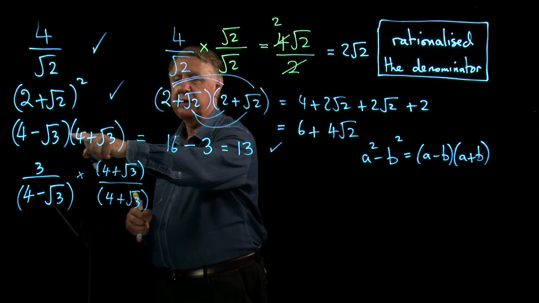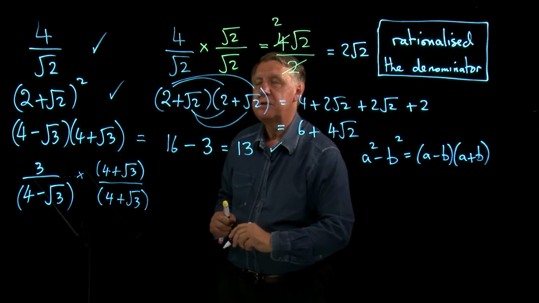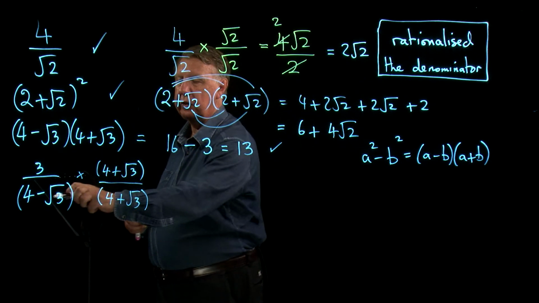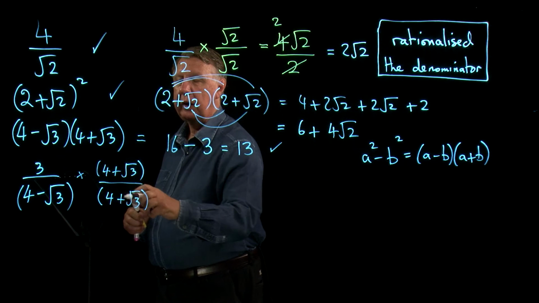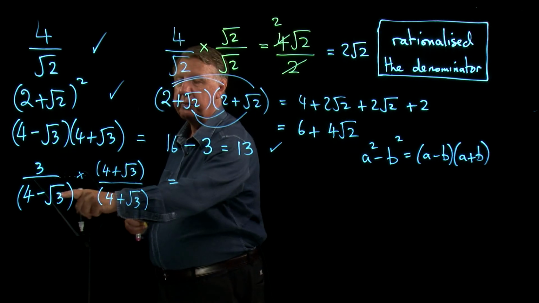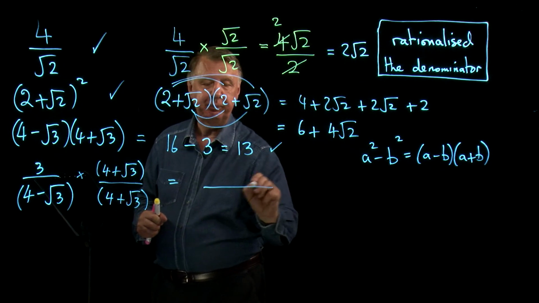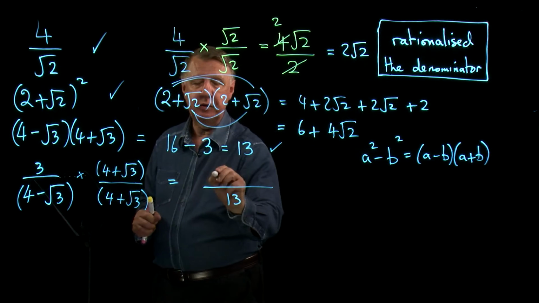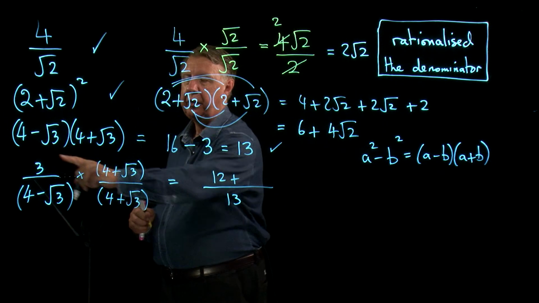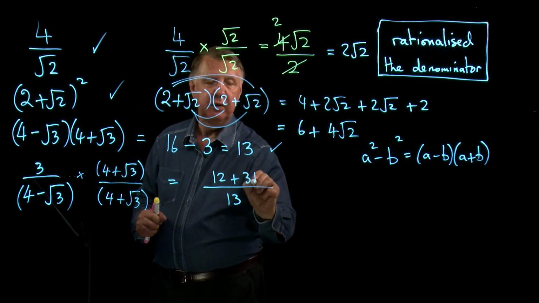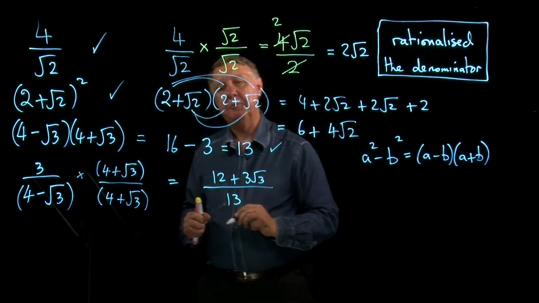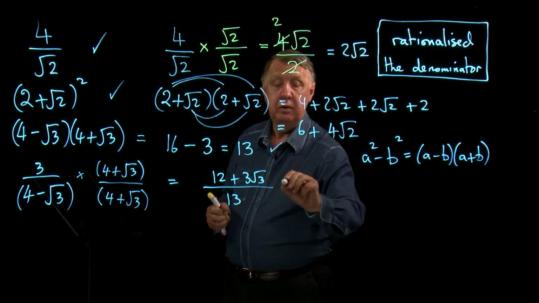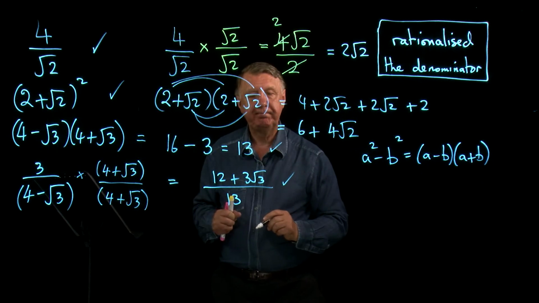because this was good, wasn't it? Because it managed to get rid of the square root of 3. So I will use that on the bottom line. And so the bottom line becomes 13. And then on the top line, 3 times 4 is 12. 3 times root 3 is 3 root 3. And that's the answer. It's done.